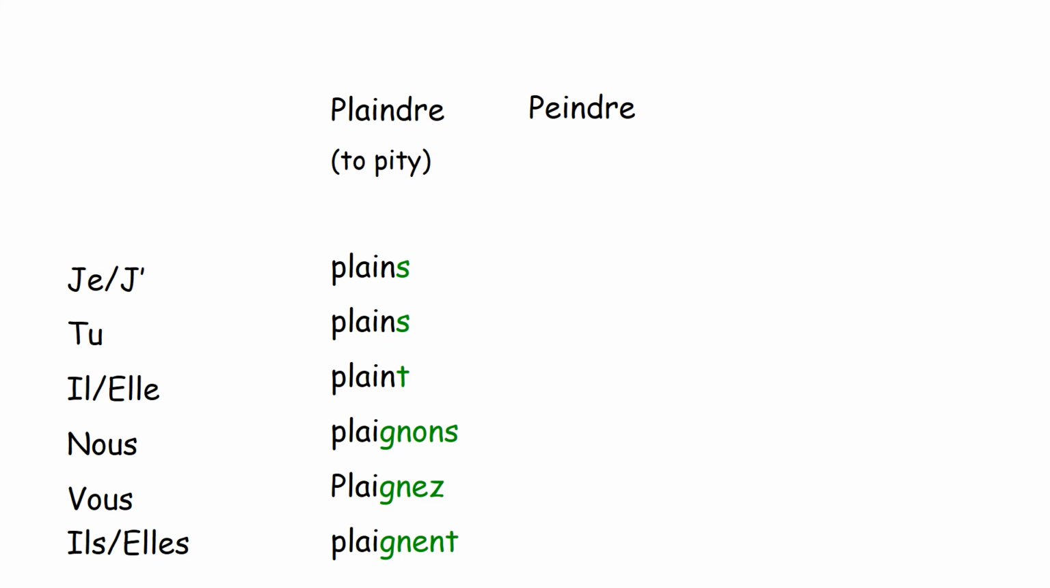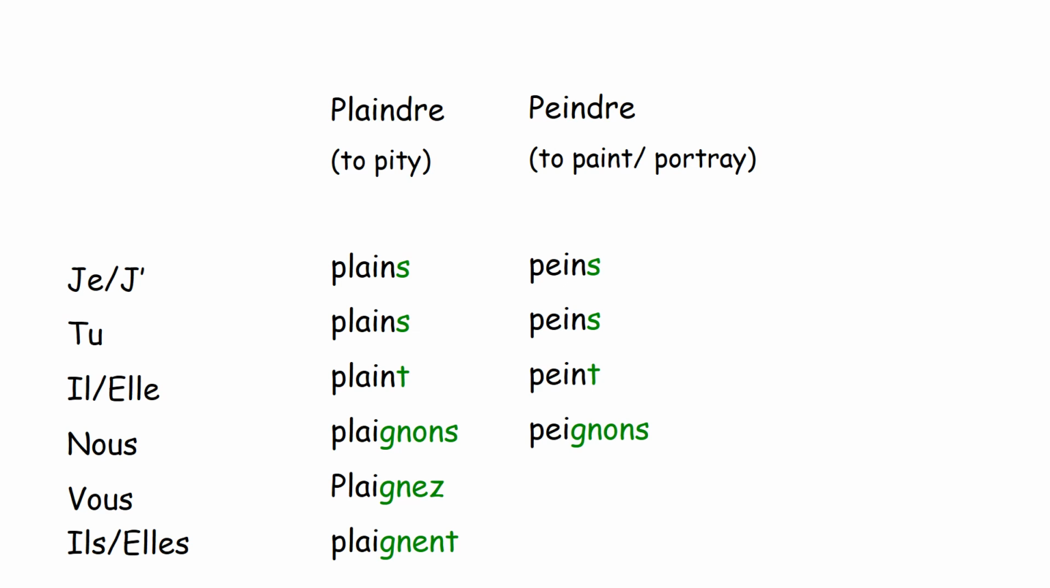Now try to conjugate the verb peindre on your own. The other one, plaindre, was AINDRE. Now it is peindre. What we do, we remove the DRE: je peins, tu peins, il peint, nous peignons, vous peignez, ils or elles peignent. In the last two, I didn't put the N before, I added G: peignons, peignez, peignent.